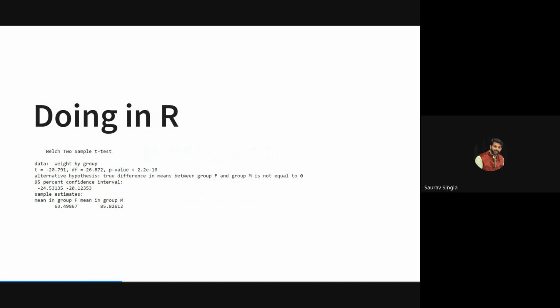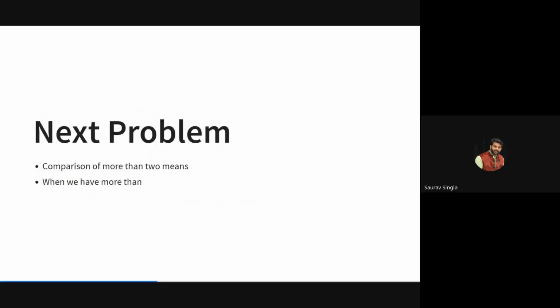Then why, sir, are you telling all this? This is the lecture about ANOVA, but you are telling about the t-test. So why? Actually, what happens? The t-test is useful only up to the time when you have only two means to compare. When you have only two means to compare, then you have to use the t-test. If you have only two groups, male and female, then the t-test is sufficient to use.